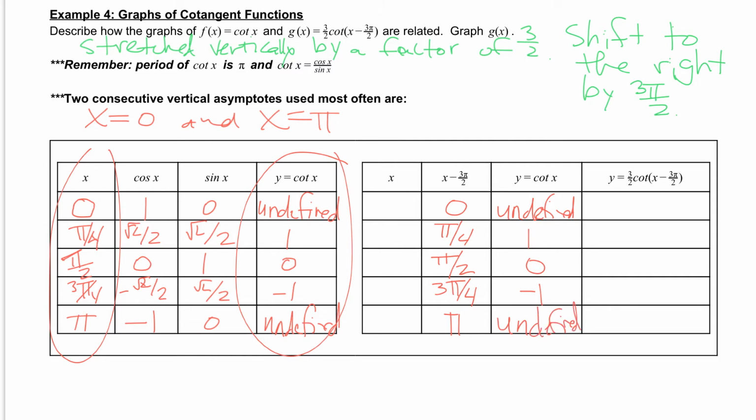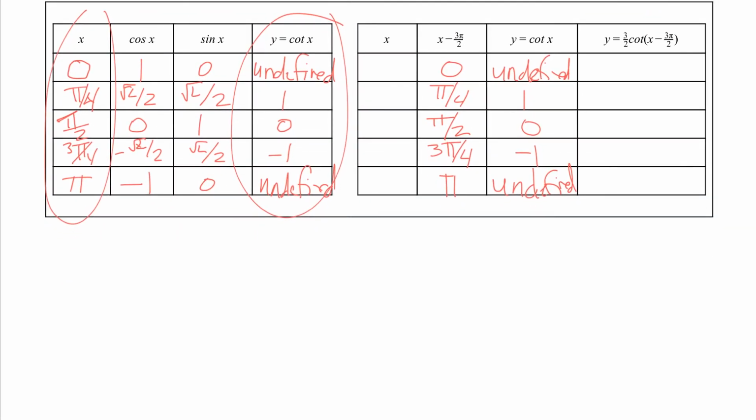Then what we have to do is figure out what the x values are after that shift has taken place. So we're going to do what we did before and take this x minus 3 pi over 2 and set it equal to each one of these. So we're going to take x minus 3 pi over 2, set it equal to 0. If we add 3 pi over 2 to both sides, we get x is equal to 3 pi over 2.